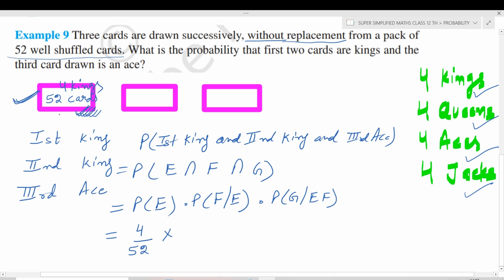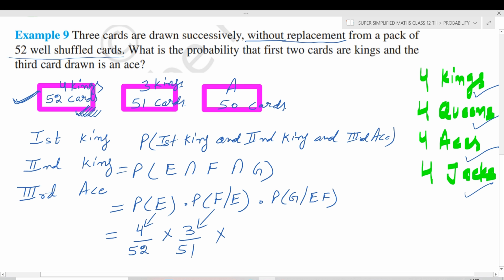Now after taking out this card, since you are not keeping it back, the total cards now become 51, and the kings have also now become 3. So the second king card will have the probability of 3 by 51. So 3 by 51 is probability of F by E, and 4 by 52 is probability of E. Then we have to find out the probability of the third card to be an ace. Now after you take out the second card, the total cards remain only 50 since you are not keeping it back.